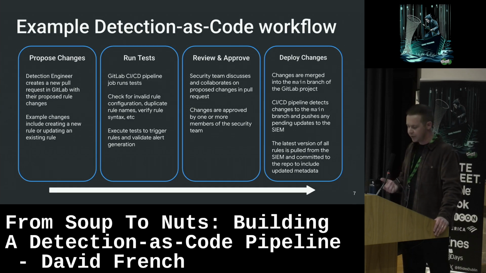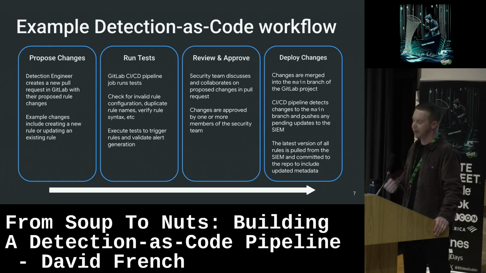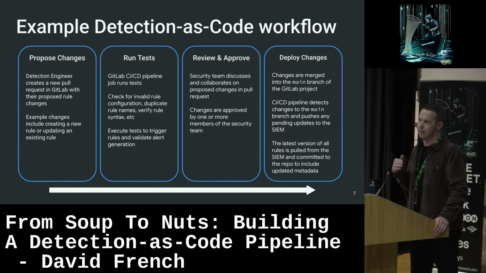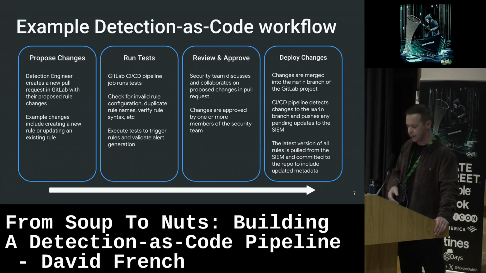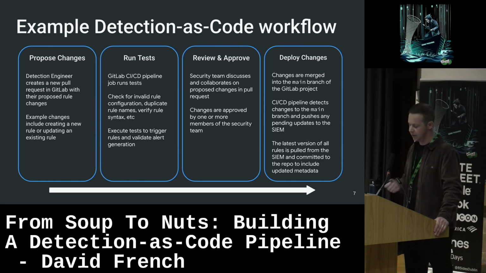And then after that pull request is created, we've got a set of tests that are executed by our GitLab CI/CD pipeline job. These tests are going to check for things like rule configuration issues or problems with the syntax of the rule's logic, and that the rule actually still matches on the intended behavior. And then once those tests passed, they get a peer to kind of review those proposed changes, and this is where the security teams kind of discuss those changes, provide feedback, suggestions on the rule, and that kind of thing.